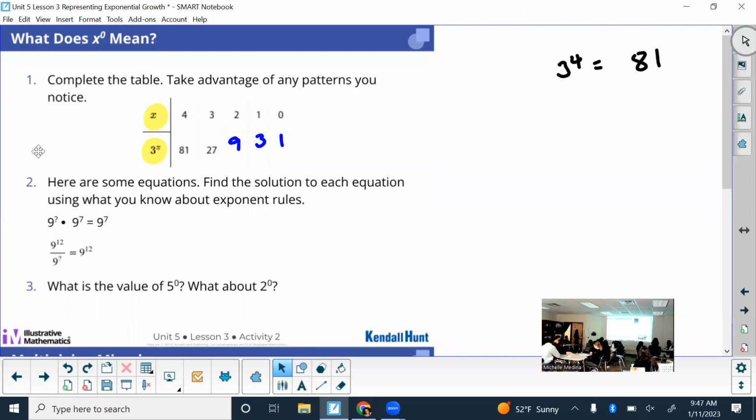These are pretty unrelated, but the goal is to try to get you to see certain patterns. So let's do those now. Table 7. Looking at the first one, this one is on your paper, the 9 to the question mark times 9 to the 7 equals 9 to the 7. What must that question mark be, table 7?